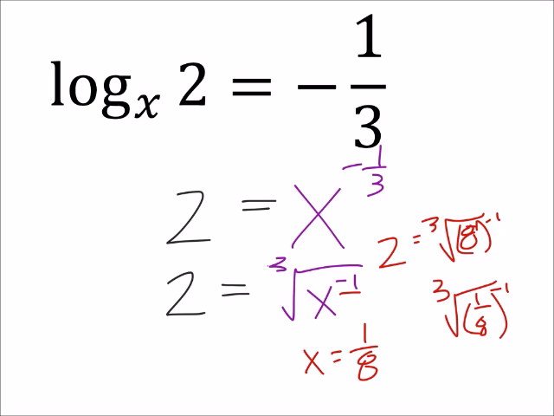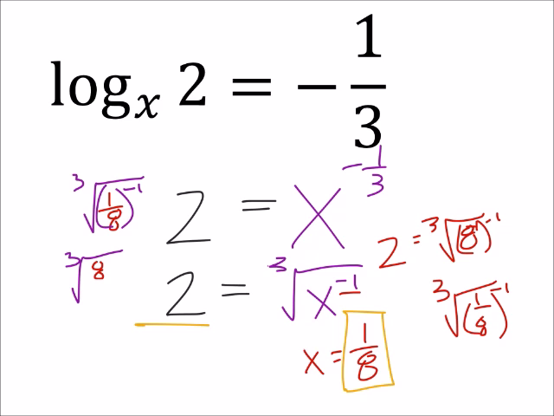See, because what that does, and let's look at this. We'd have the cube root of, I'm saying 1/8, right? And this is to the power of negative 1. The negative 1 reciprocates that fraction. So then we'd have the cube root of 8 over 1. But of course, we don't really need that denominator because it's over 1. And the cube root of 8, as it turns out, is 2. So that tells us then that x is 1/8.